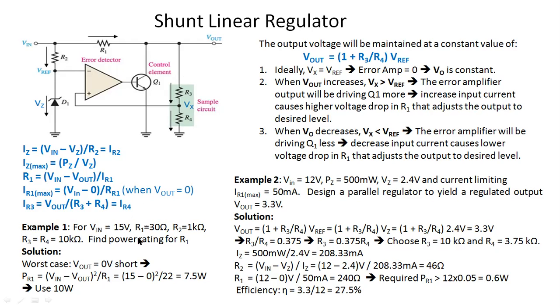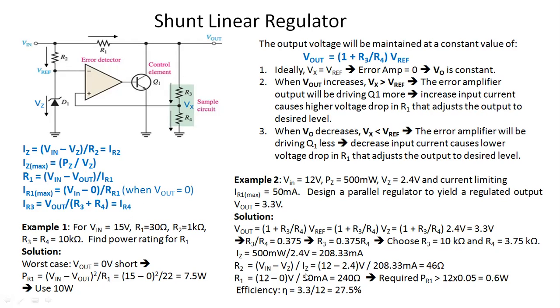So here we can solve one numerical. You can see here that we have the value for input voltage. They have given the value for input voltage as 15 volt. The value of resistance R1 equal to 30 ohm, R2 1 kilo ohm, R3, R4 10 kilo ohm, and you are supposed to find the power rating for R1.